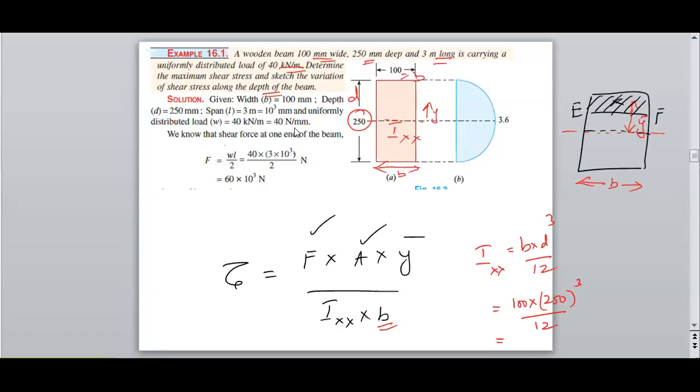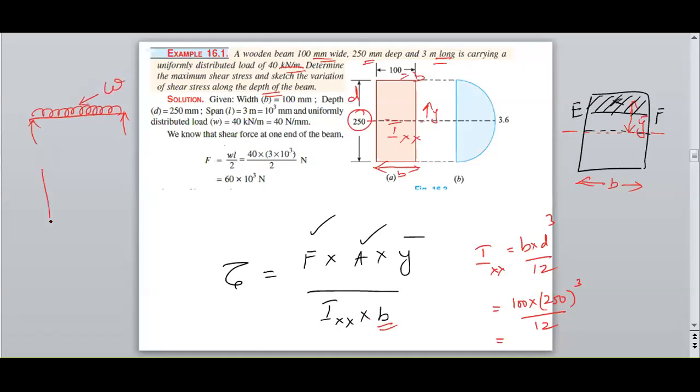So here the B value, the D value, and the length of the beam, 3 meters, are given. I am converting to mm because all the values are in mm. Therefore, 10 to the power of 3 mm is the length of the beam. And for the UDL, here I am considering a simply supported beam, and the UDL is applied over the entire length.